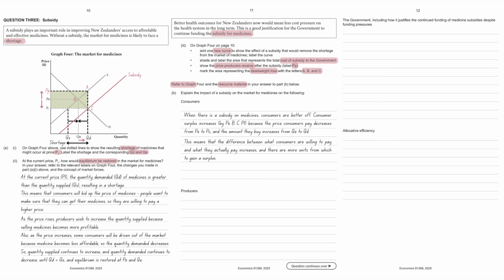So what this is saying is that the difference between what consumers are willing to pay and what they actually pay, so that was the consumer surplus definition, that increases. So you're just saying consumer surplus increases. And there are more units from which to gain a surplus, which means that quantity is increasing. If they buy more stuff, then there's more opportunity for them to benefit. So there are more units, there are more things that they could buy from which they have the opportunity to benefit to gain a surplus.